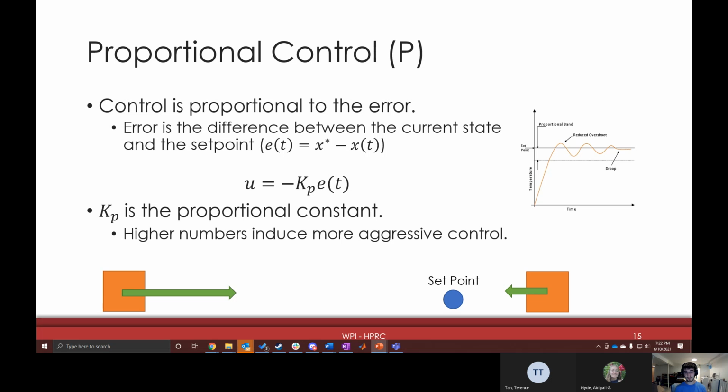And we have a general equation for this. U is equal, I guess that should be U of t technically, U of t is equal to negative Kp times E of t, where E is the error. Kp is the proportional constant. The higher the number, the more aggressive your control. And you can see on the bottom, the block that's further away from your set point has a much greater force than the block that's close to the set point.